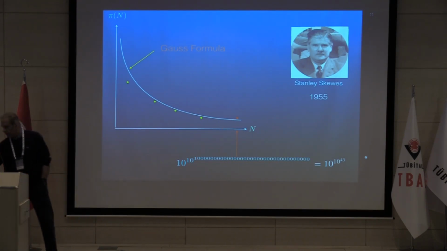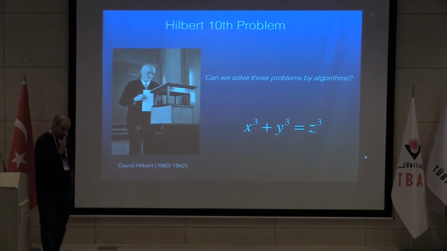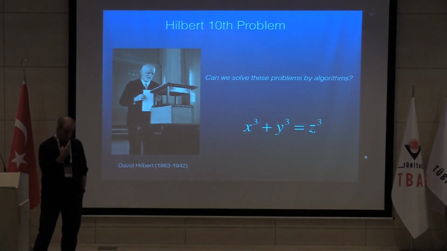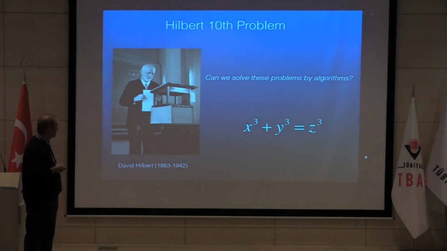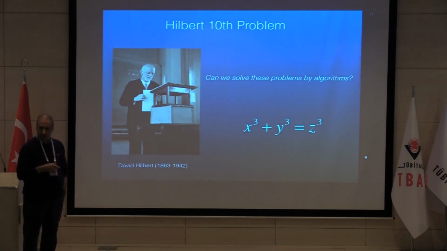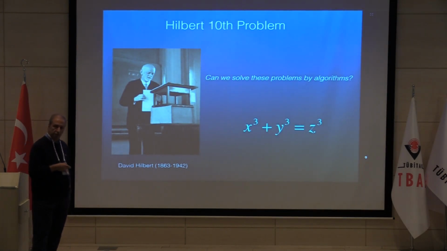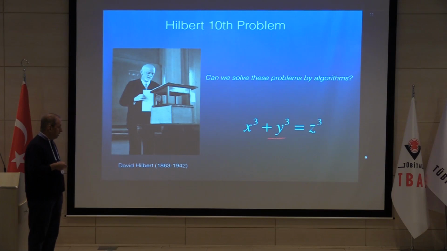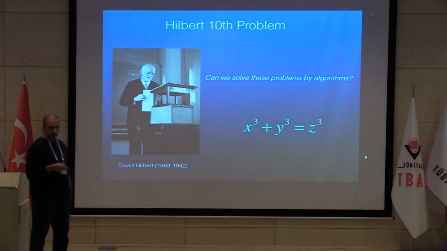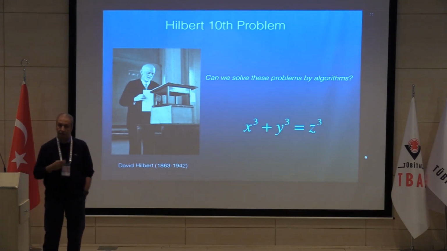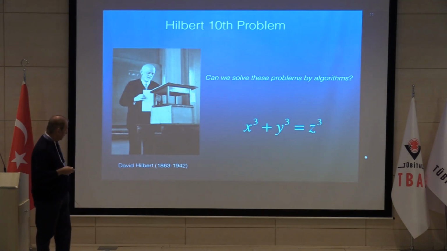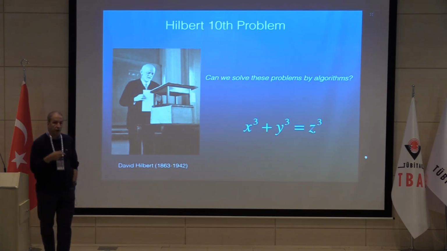So in 1900, in the mathematical context, David Hilbert, the famous mathematician, posed this problem. Can we solve these problems by algorithms? A problem like this is one of these examples of Fermat's theorem. He asked this question, can we solve these problems by algorithms?